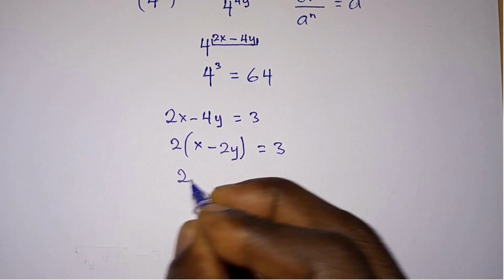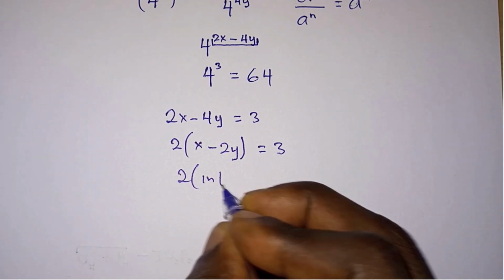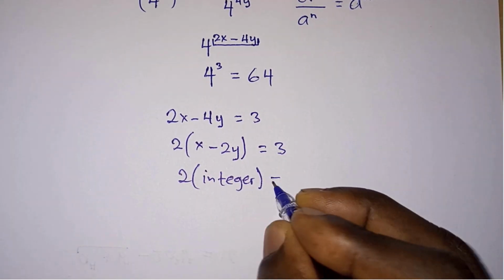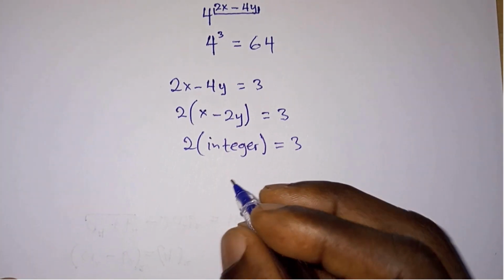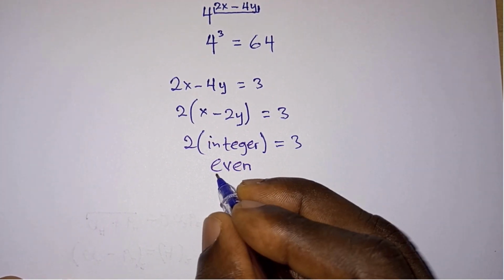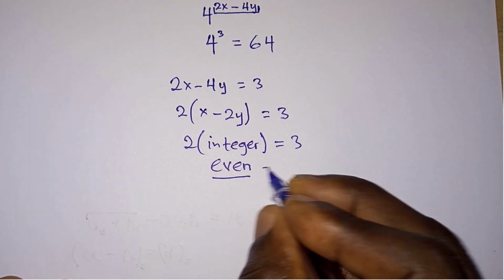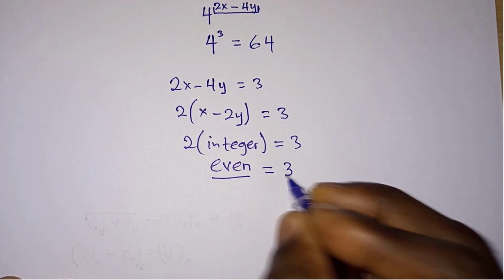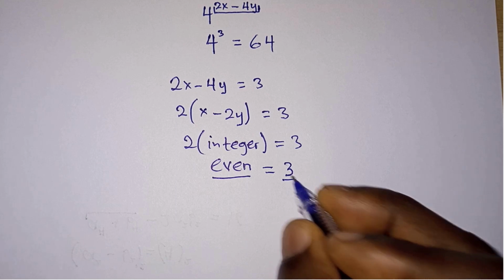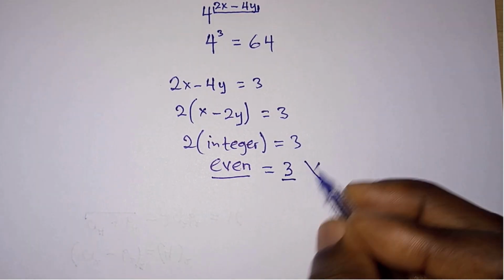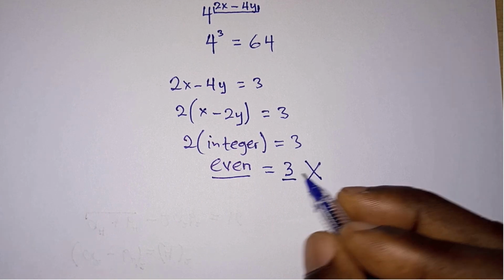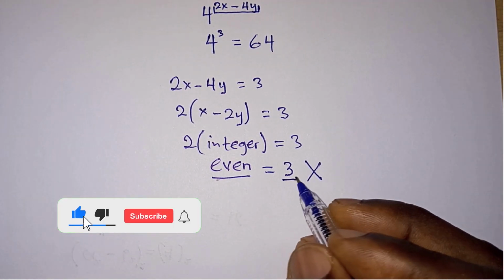So we will have 2 times integer. And note that 2 times integer is always an even number. So we have the left-hand side to be even, then the right-hand side we have odd. But the question is, can even be equal to odd? That is my problem, right? So with this idea, I can conclude that the question is wrong. There's no way even will be equal to odd.